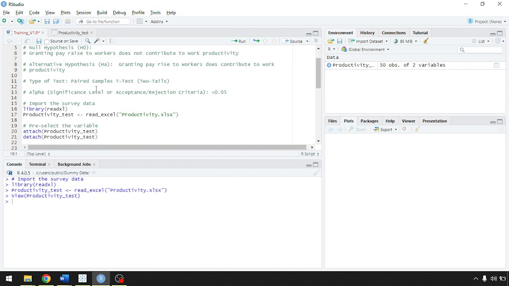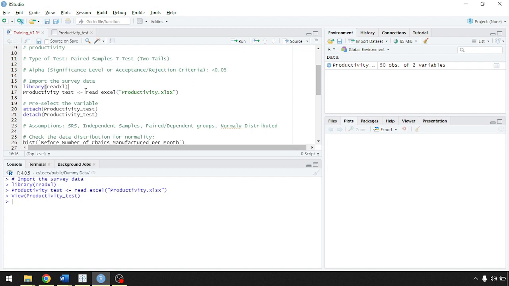The first thing is we will need to assign the alpha significance level, which will be 0.05, because this is a social science related statistical test. 0.05 is a standard cutoff. First, we will import the file from the destination that we have assigned. Depending on the type of worksheet or data source that you have, make sure you have the library on in order for R to be able to read that file.